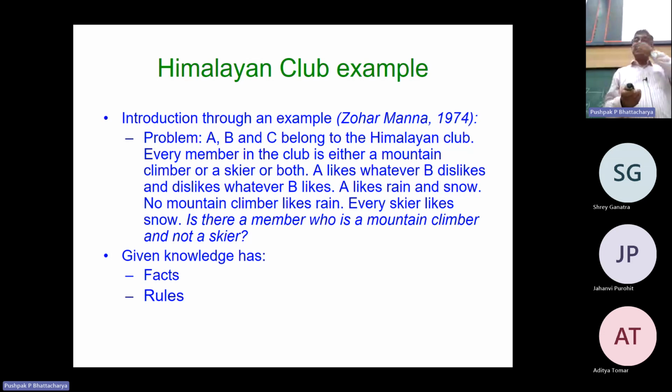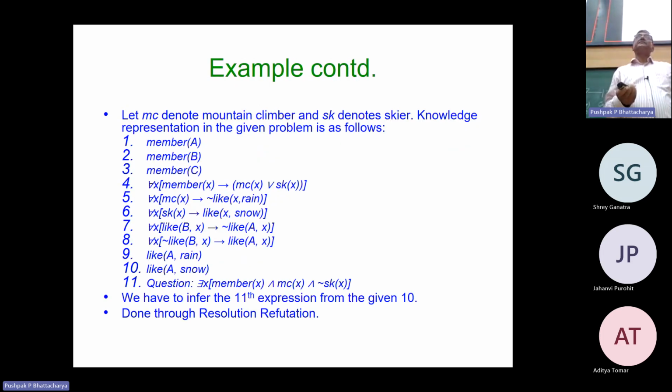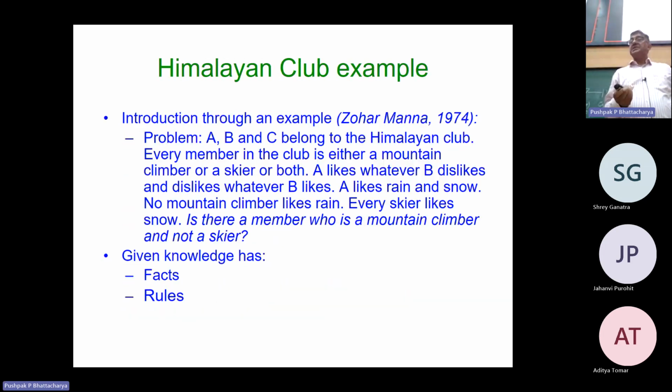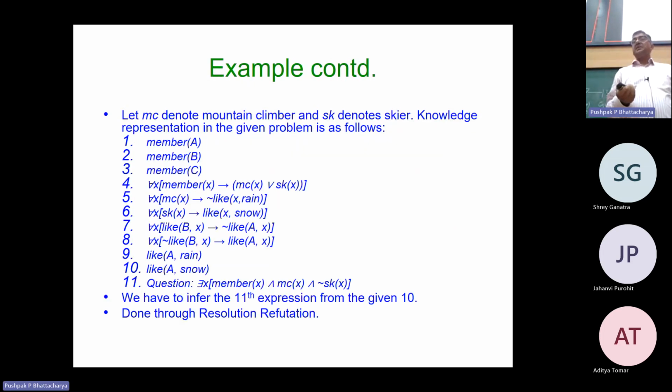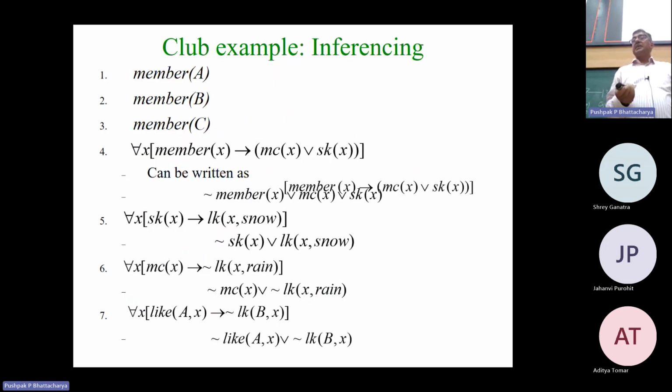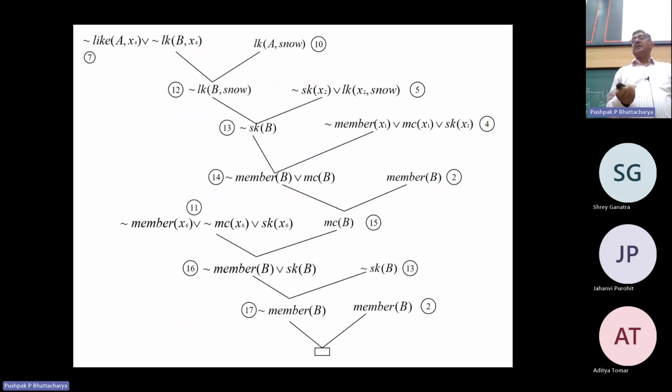To answer this, we take the path of refutation. We say that there is no such member who is a mountain climber and not a skier. If we assume that, then we'll come to what is called a contradiction. This is called the resolution tree, and at the end, we get an empty box, which is called the null clause. This is what Prolog does internally, for example.